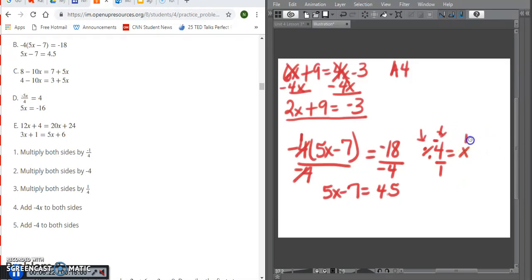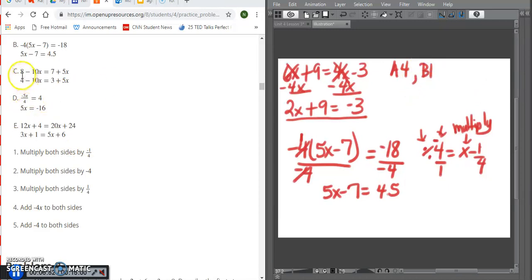So this means multiply. That's there to mean multiply, because the opposite of divide is multiply. And then I'm going to multiply by the reciprocal, which is -1/4. So that means that I'm going to be multiplying both sides by -1/4, which means I'm actually doing 1. So B is going to match up with number 1. So B matches with number 1.